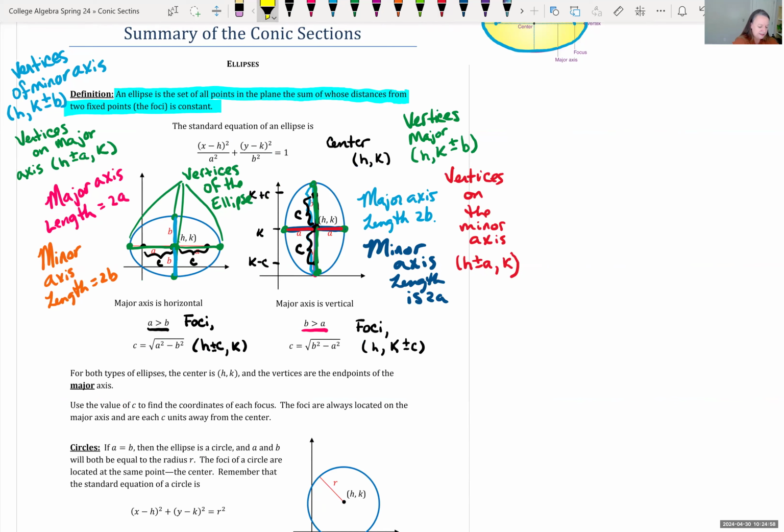So just kind of reading what this says, it says for both types of ellipses, the center is H, K and the vertices are the endpoints of the major axis. I also said the minor axis. So on an exam, I would ask you probably, what are the vertices of this ellipse on the major and the minor axes? The value of C is found to find the coordinates of each foci. And the foci are located on the major axis and are each C units away from the center. So that's always the case.